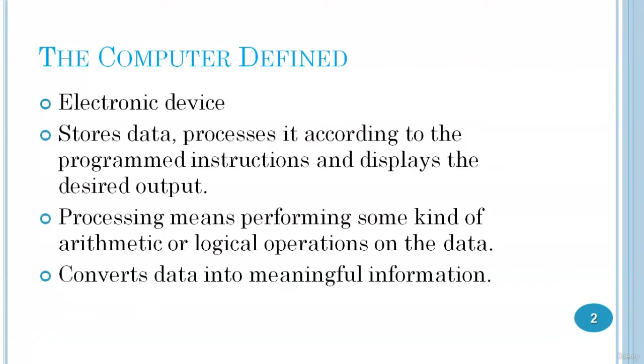The arithmetic operations could be addition, subtraction, multiplication, and division, whereas the logical operations determine how the values compare with each other. For example, determining which of the two values is larger or smaller for that matter. Once you perform these arithmetic or logical operations on the data, you get meaningful information. Therefore, we may say that computer is an electronic device that converts data into meaningful information.